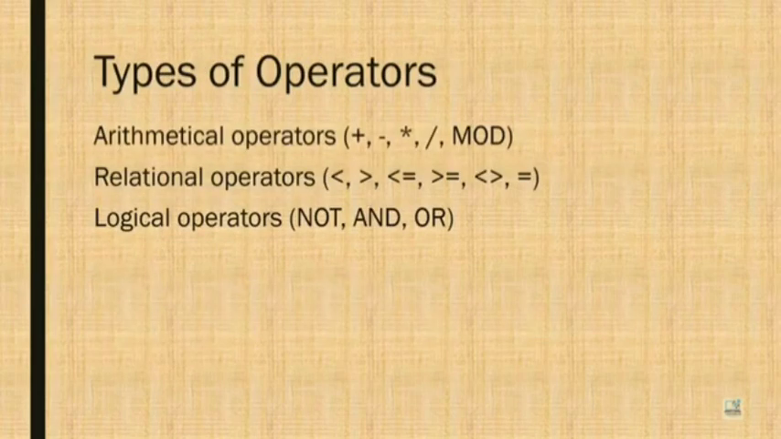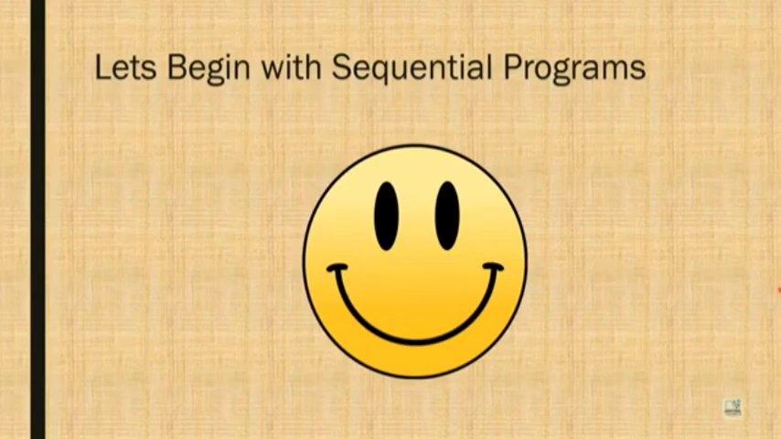Next is, how many type of operators do we have? In QBasic we have three type of operators. First is the arithmetical operators: plus, minus, multiplication, division and mod. Okay, mod operator is used to find remainder. Relational operators we have less than, greater than, less than equal to, greater than equal to. This is not equal to sign in QBasic, and this is equal sign. Then we have logical operators: not operator, and operator, or operator. So I will be explaining the logical operators when I will start the conditional programming in QBasic. That will be in my next video. So let's now begin with the sequential programs.